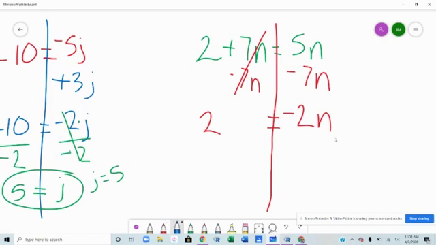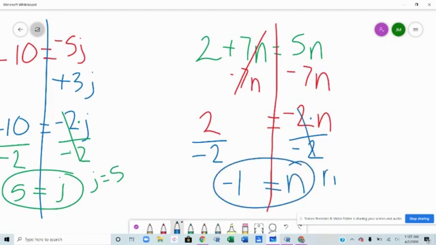Then you don't have anything else other than this negative 2 times n, so you move straight to the very end where you multiply or divide by your coefficient of negative 2. 2 divided by negative 2 is negative 1 equals n. Or maybe you got it as n equals negative 1. Same answers.